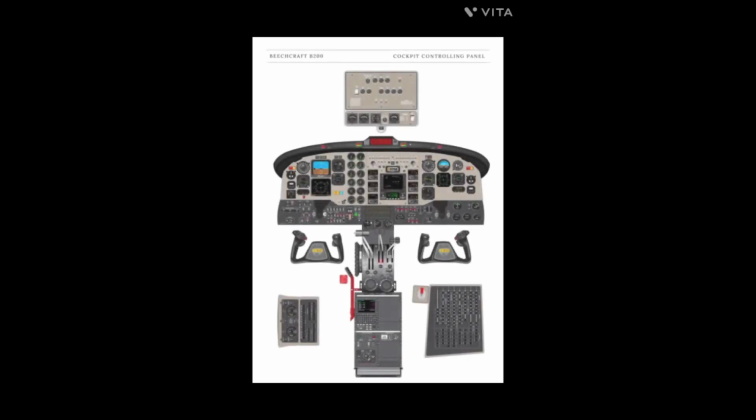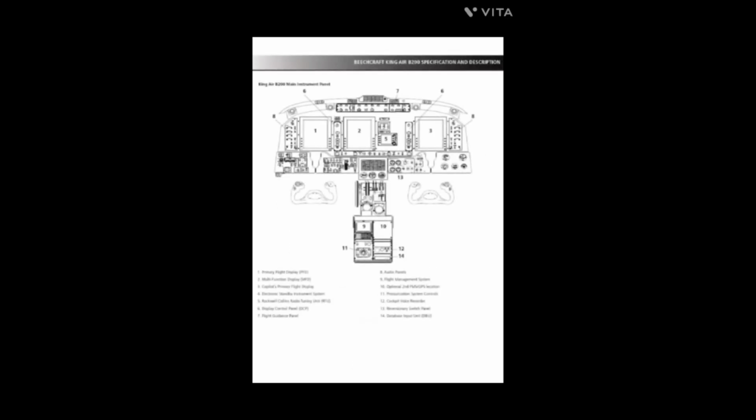These are the cockpit panel components we can see of the Beechcraft B200. This is mainly called the controlling panel. These are the components labeled in order. Here we can see the display screens. There are 3 display screens: the primary flight display, the multifunction display and the co-pilot's primary flight display. There are also the display control panel, audio panels, flight guidance panel, etc. present in it.